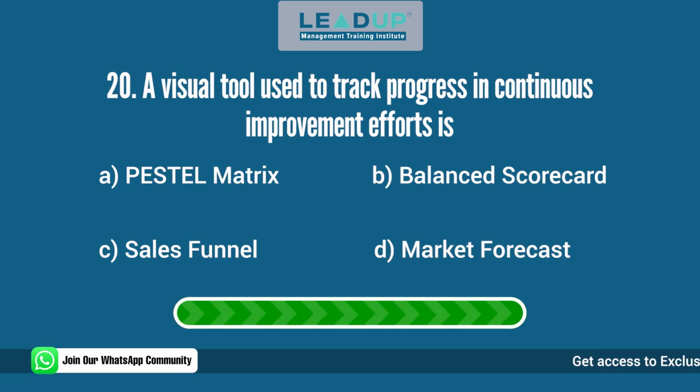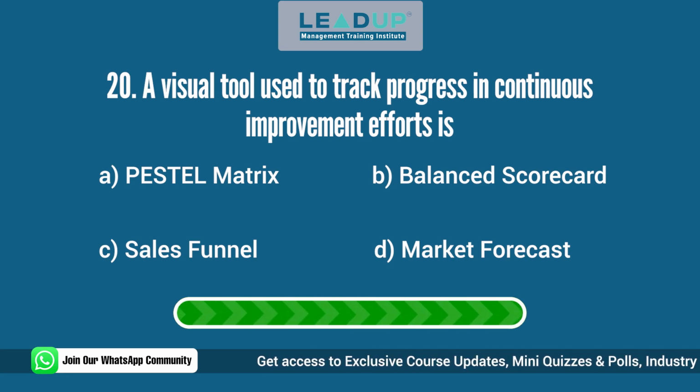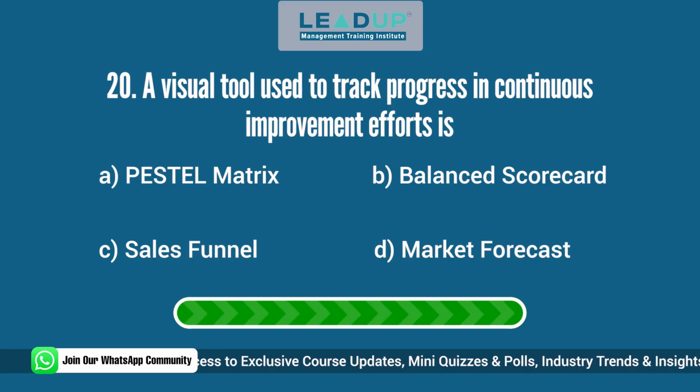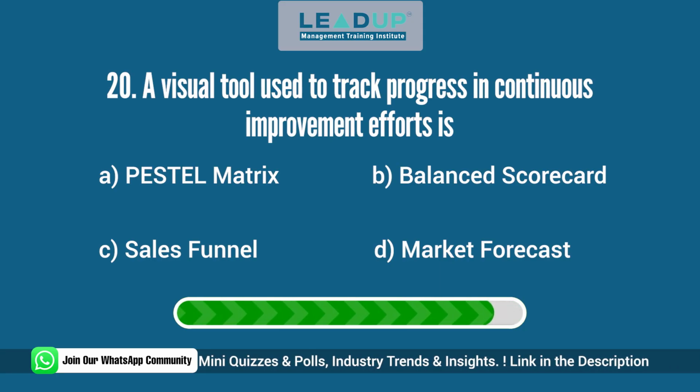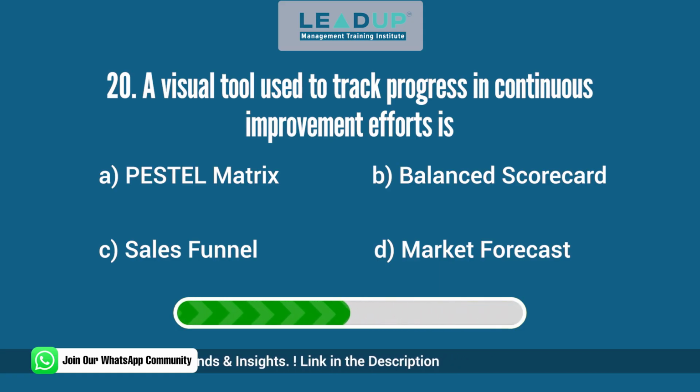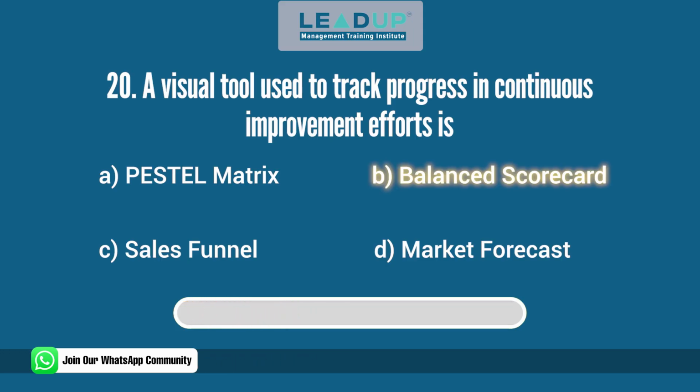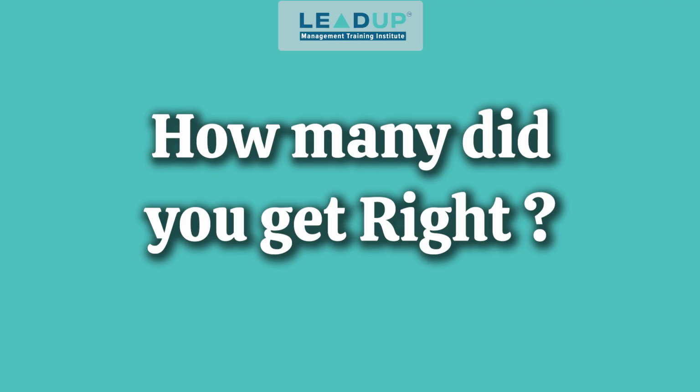Question 20. A visual tool used to track progress in continuous improvement efforts is A. PESTEL matrix, B. Balanced scorecard, C. Sales funnel, and D. Market forecast. Answer: balanced scorecard.